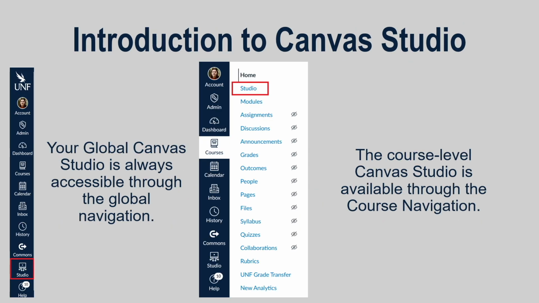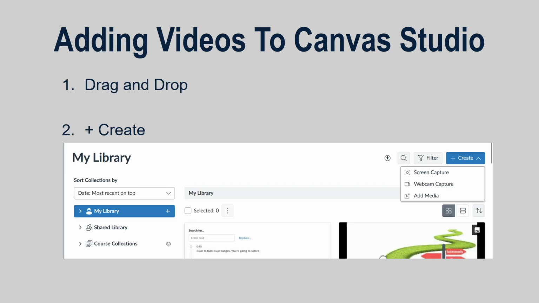The two main ways to access your Canvas Studio are through your global Canvas Studio, and that's always accessible through the global navigation, and then your course level Canvas Studio, which is available through your course level navigation. This is a brief overview to adding videos to Canvas Studio, and there are two ways to add videos. The first is to drag and drop your file from your files on your computer onto Canvas Studio, and the other way is using the Create button. Let's hop over into Canvas Studio and I'll show you how.